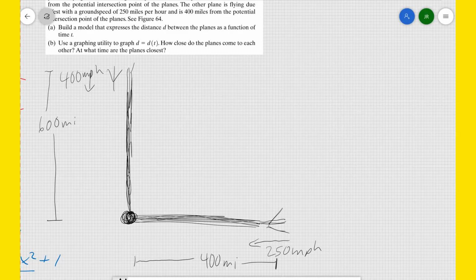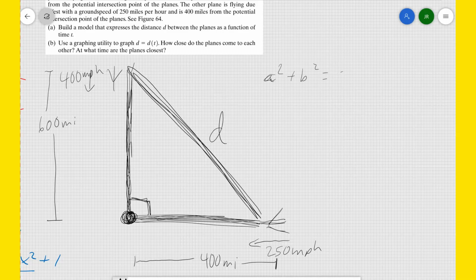Build a model that expresses the distance d between the planes. So how far apart are the planes? Here is d. Do you see a shape that we can use to model d? I do. It's a right triangle. I'm going to use, in fact, the Pythagorean Theorem. I'm going to say a squared plus b squared equals c squared, where c is actually d. So if we solve for c, we just take the square root of both sides. So I'm just going to say d equals the square root of a squared plus b squared.